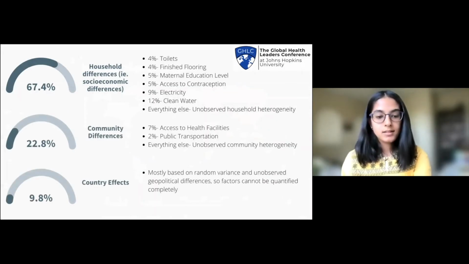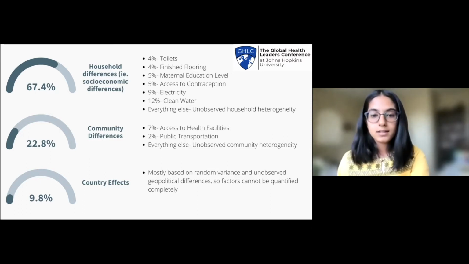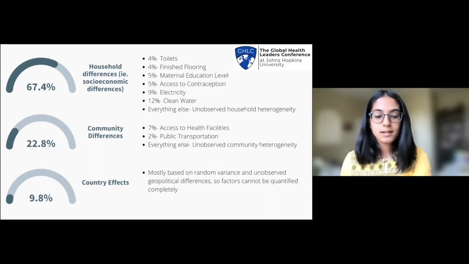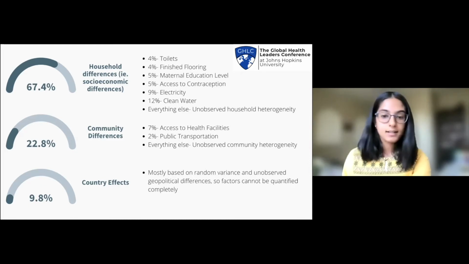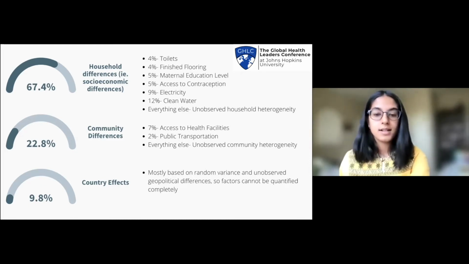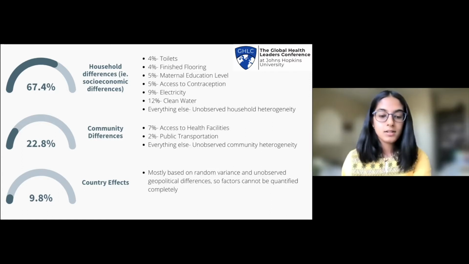All right, so the statistics on this slide reflect the findings of a study involving six countries in sub-Saharan Africa: Benin, Central African Republic, Chad, Guinea, Mali, and Niger. These percentages show the impact that these factors have on the inequality and the gaps between mortality rates. So first, we have household differences. This is basically the wealth of your household, such as having access to toilets, the maternal education level, electricity, etc. We also have community differences, which is basically the essential infrastructure that your community has, like having proper healthcare facilities and public transportation. And finally, we have the effects of the country the child is born in.